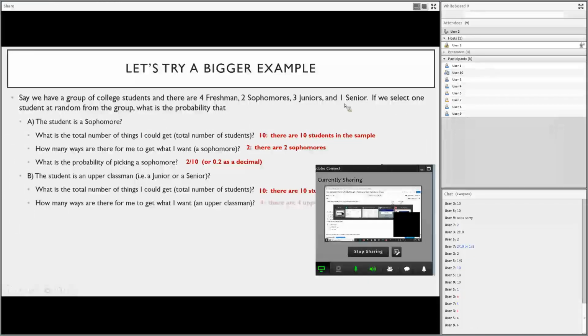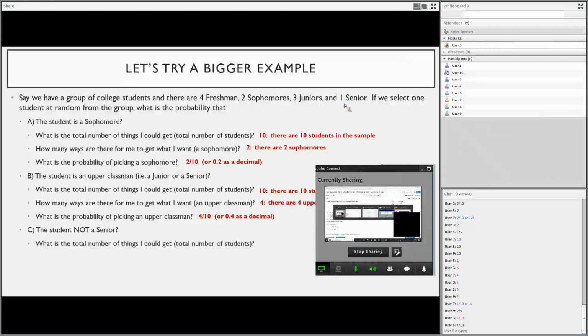There are 4 ways, right? There's 3 juniors and there's 1 senior. So together that's 4 upperclassmen. So there are 4 upperclassmen, meaning 4 ways to get what I want. So what's the probability of picking an upperclassman? Yes, it's 4 out of 10 or 2 out of 5 or 0.4 as a decimal. Exactly. Let's do one more.